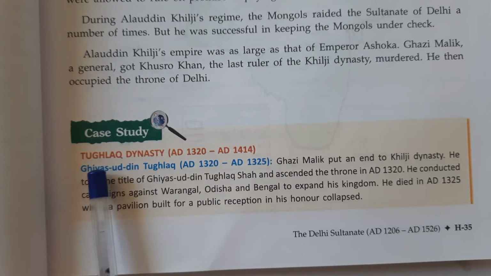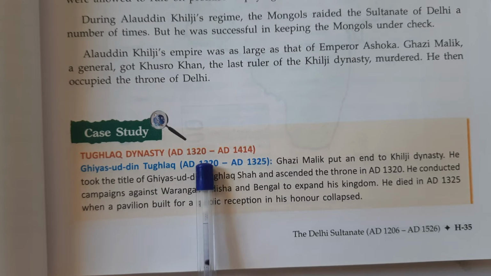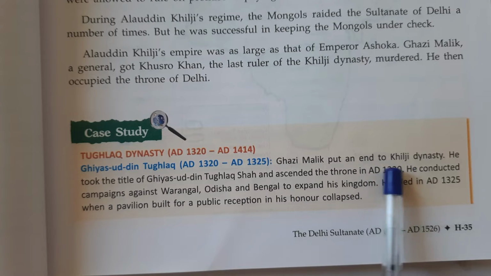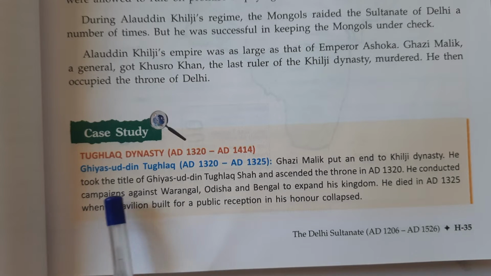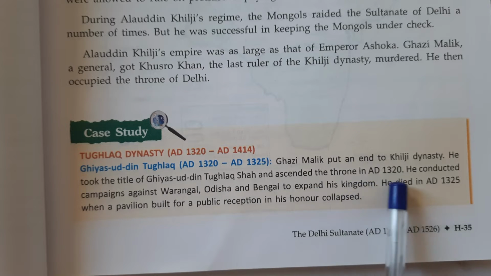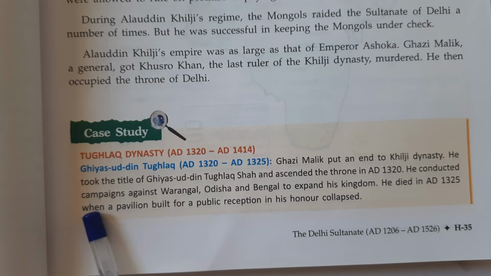Case study: Tughlaq dynasty, AD 1320 to AD 1414. Ghiyasuddin Tughlaq, AD 1320 to AD 1325. Ghazi Malik put an end to the Khilji dynasty. He took the title of Ghiyasuddin Tughlaq Shah and ascended the throne in AD 1320. He conducted campaigns against Warangal, Odisha, and Bengal to expand his kingdom. He died in AD 1325 when a pavilion built for a public reception in his honor collapsed.